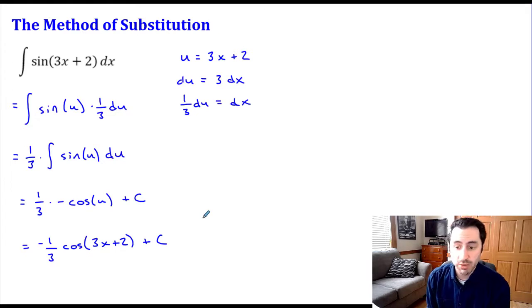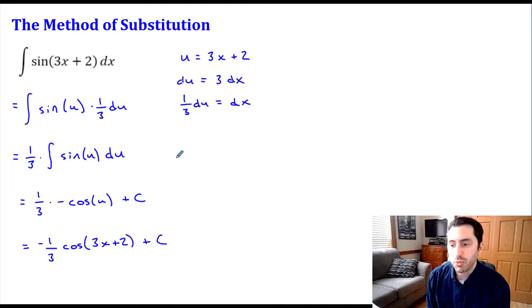Now, if I wanted to double check this, I could take the derivative of my final expression, and I should end up with what we started with. In this case, the derivative of cosine is going to be negative sine, so the negatives will cancel out. And then we're using the chain rule, so we would multiply by the derivative of the inside, which ends up being 3, which would cancel out the 1/3 here, so that does look like everything works out.